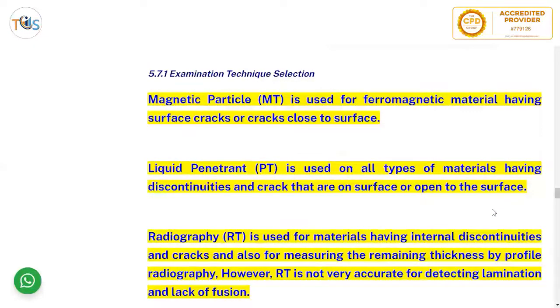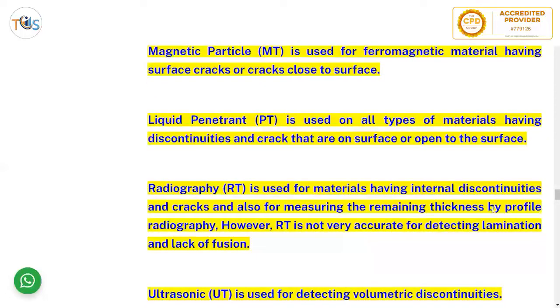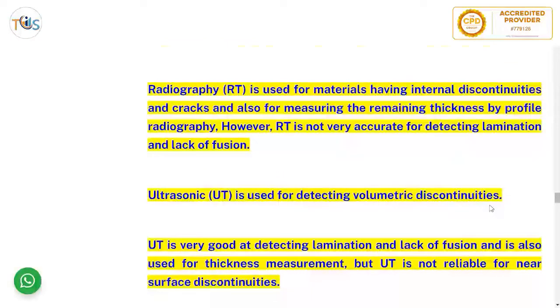Examination technique selection. Magnetic particle is used for ferromagnetic material having surface cracks or cracks close to surface. Liquid penetrant used on all types of materials having discontinuities and cracks that are on the surface or open to the surface. Radiography is used for materials having internal discontinuities and cracks, and also for measuring the remaining thickness by profile radiography. However, RT is not very accurate for detecting laminations and lack of fusion. Lamination on base metal and lack of fusion of welds.